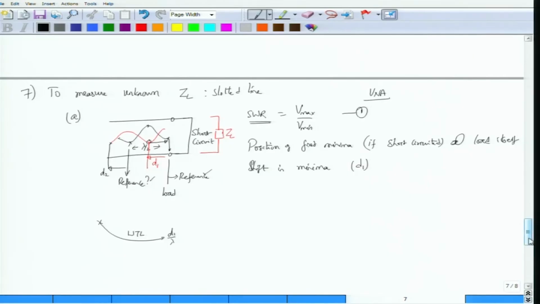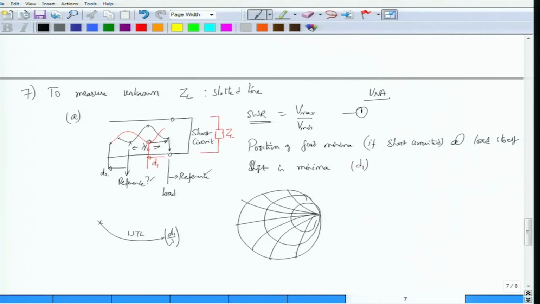You would have measured this d1 in terms of some centimeters, and lambda is given in centimeters, so you normalize it, find out what d1 by lambda is, and then move on the WTL scale from the short circuit until you get to this point. Okay, so on the Smith chart the steps are simple. You first start with the Smith chart, and then you write down a constant SWR circle.